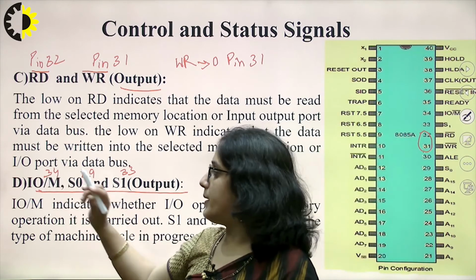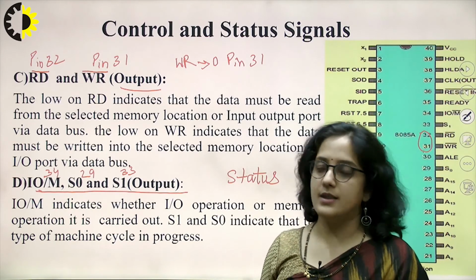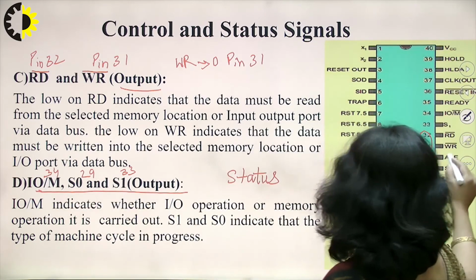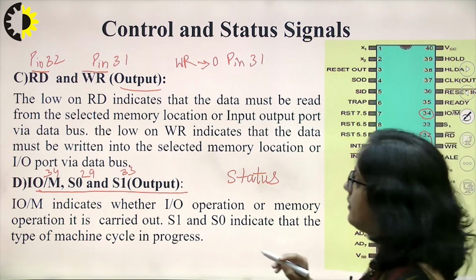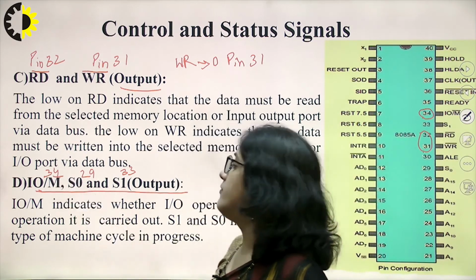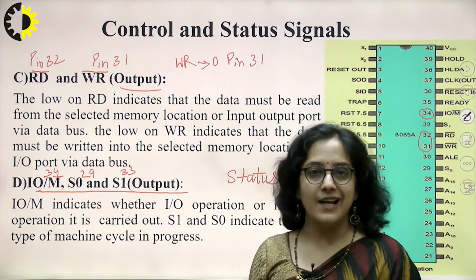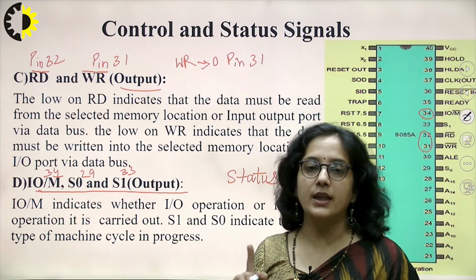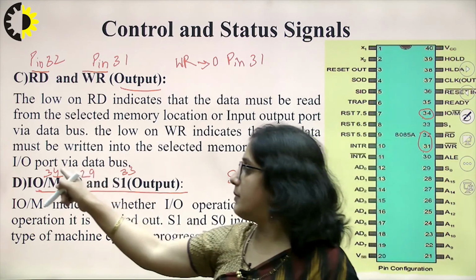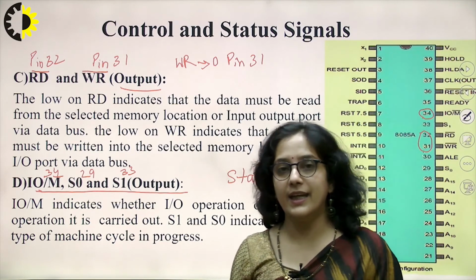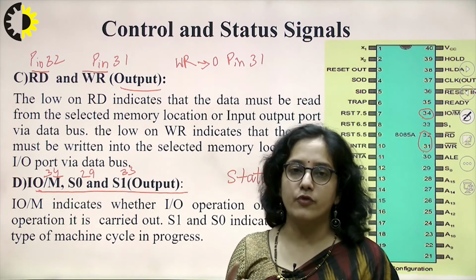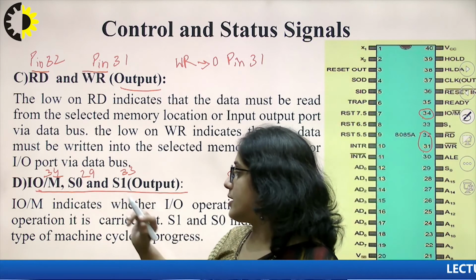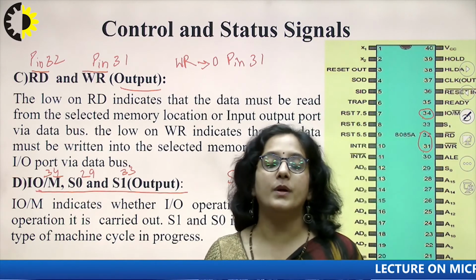So this pin 34 is again multiplexed. It is performing a dual task. What dual task? This pin is IO/M bar, pin number 34. If this pin is carrying 1, that is a high signal, it indicates that the microprocessor is performing a task with an input output device. If pin number 34 is carrying 0, it indicates that the microprocessor is performing an operation with memory. These S1 and S0 signals indicate which type of machine cycle is performed.